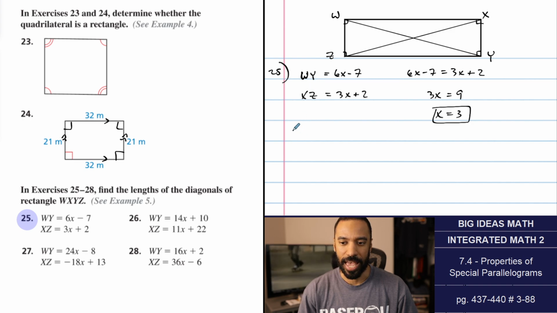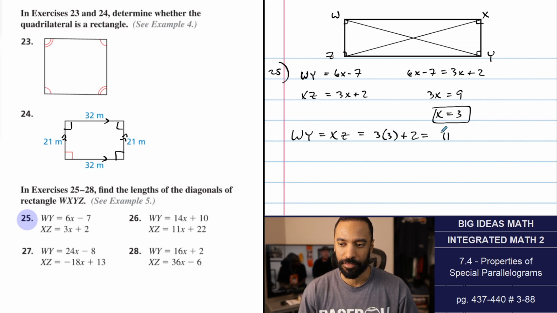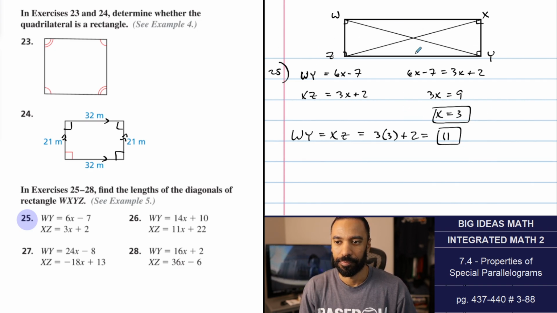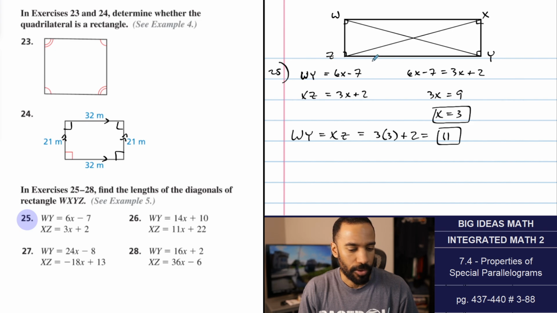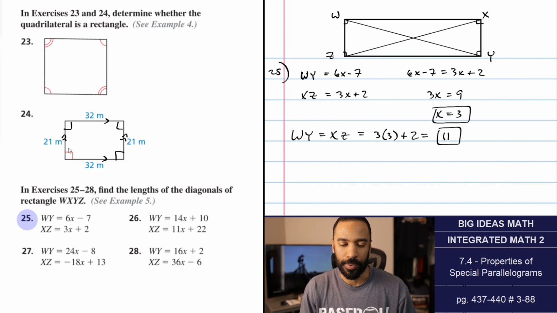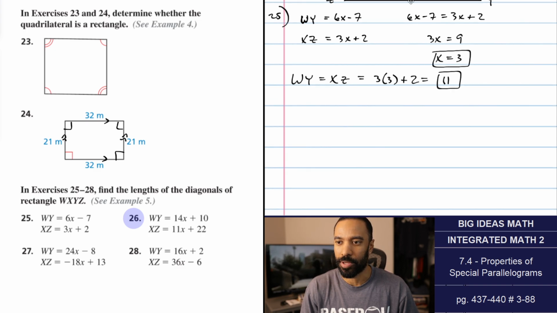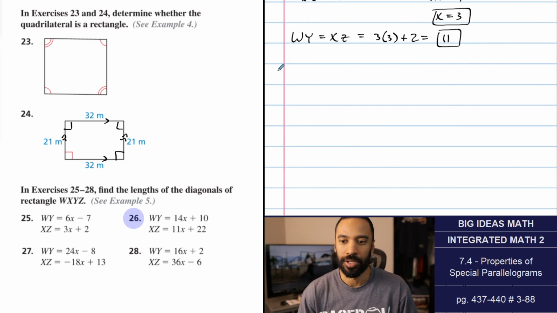Now for the lengths of the diagonals, WY and XZ, they're going to be the same length. I'll do 3 times 3 plus 2. 9 plus 2 is 11. So that's the ultimate answer for that one. So these are all about the diagonals. Now we know that for every future problem. I just got to still write out the information, but we know that it's all about diagonals setting them equal. This is true for all rectangles.